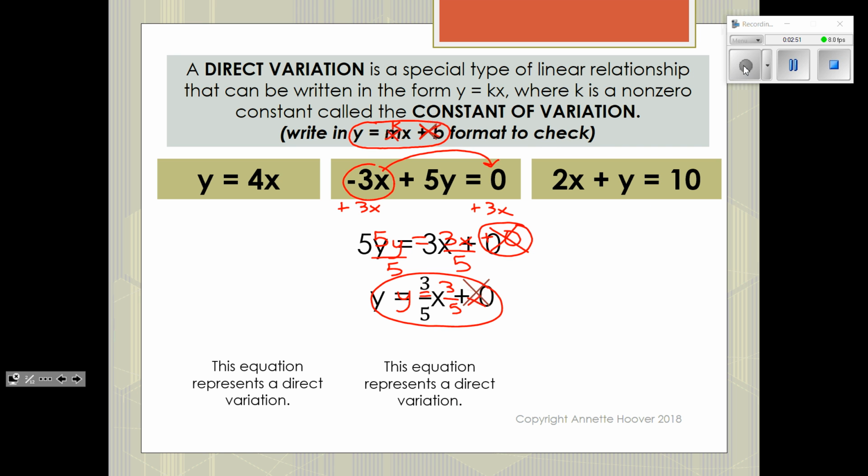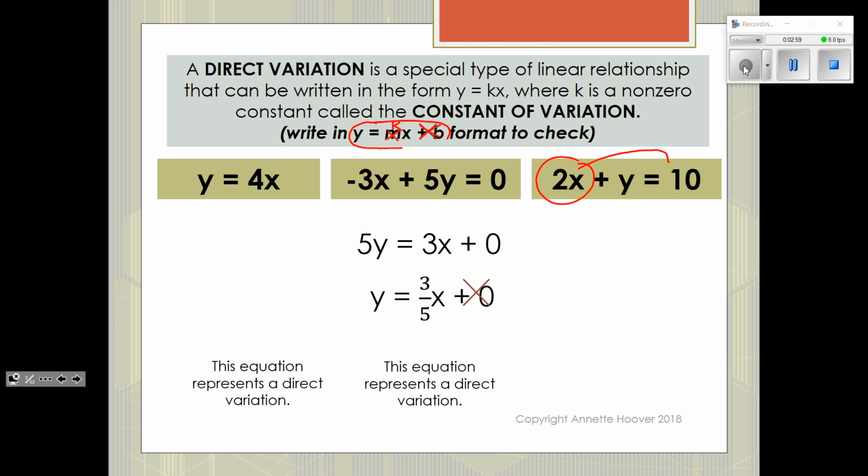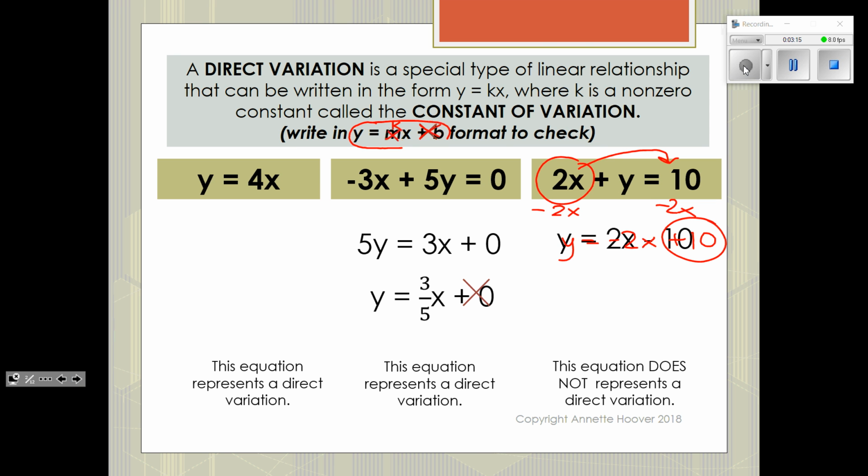On the next one, let's see if it would be an example of direct variation. If we were to put this in slope-intercept form, we want the y on the left side, we want the x term on the right side, so we have to subtract 2x on both sides. When you do that, you get y equals negative 2x plus 10. Notice right here, our y-intercept is 10. That is not 0, so that is not an example of direct variation.